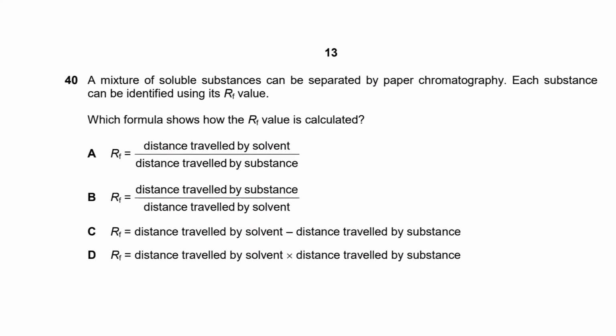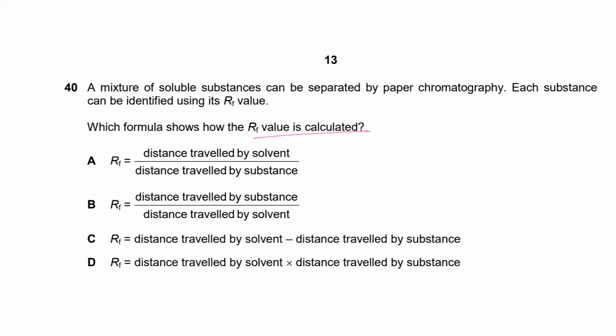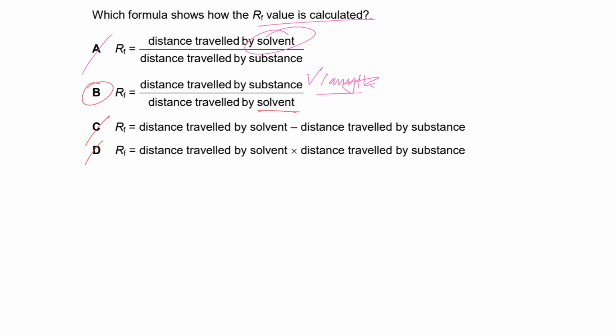Done. What is the Rf? How is the Rf value calculated? It's not the distance traveled by the solvent, it's the distance traveled by the substance, or you could say the analyte, the spot, divided by the distance traveled by the solvent front. That's true. So B is the correct option. C and D aren't correct because there's no division here, and that's not how you calculate it.